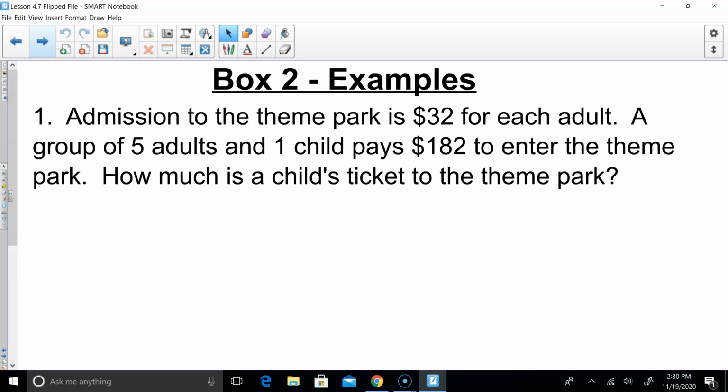All right, so let's read that again. So admission to the theme park is $32 for each adult. A group of 5 adults and 1 child pays $182 to enter the theme park. How much is the child's ticket to the theme park?